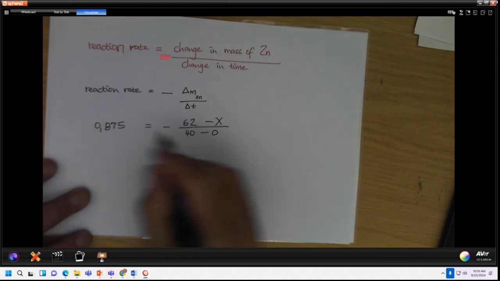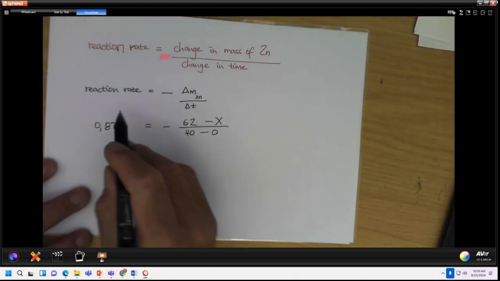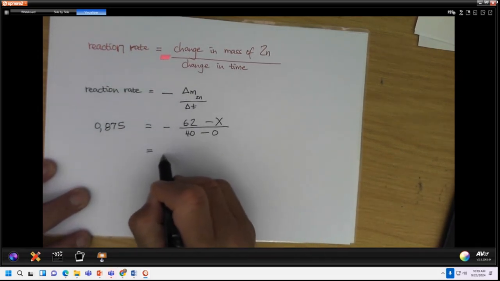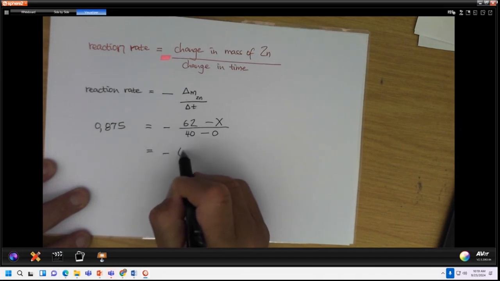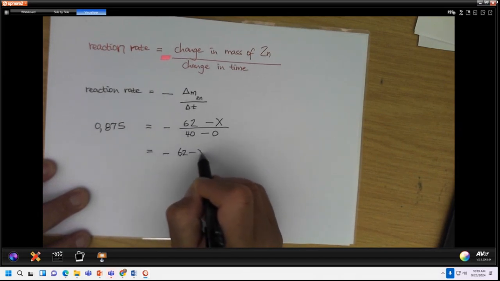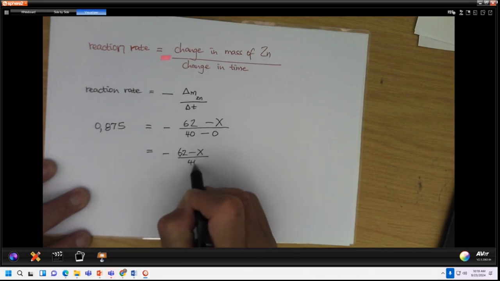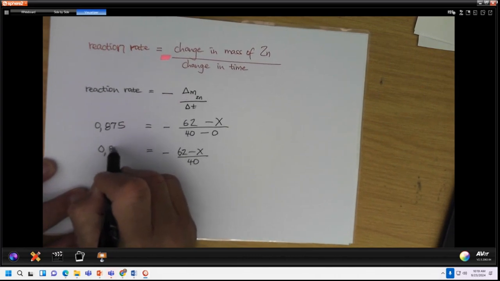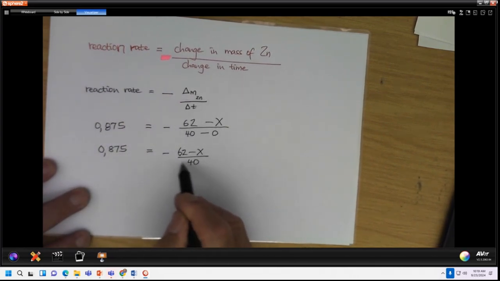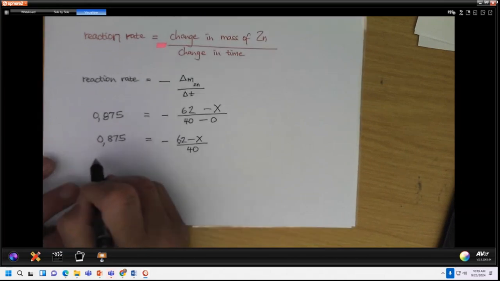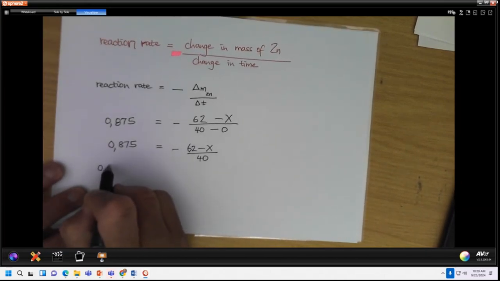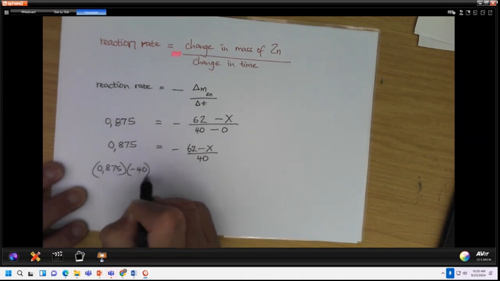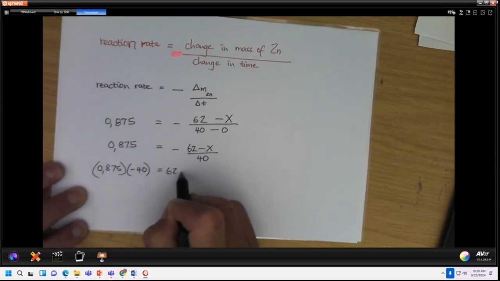Right. Now, if we have to simplify this in a real sense, this is going to be minus, and let's say 62 minus X over 40. What I'm going to do is cross multiply this by negative 40. So 0.875 multiplied by negative 40 is equal to 62 minus X.